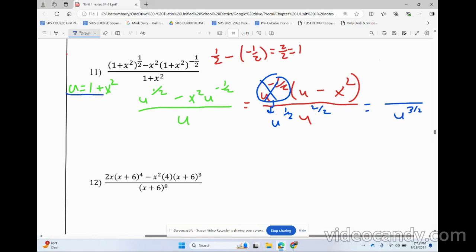I would actually plug back in my u. So I would call that 1 plus x squared plus x squared. So I just replaced u with 1 plus x squared. I didn't need the parentheses anymore, and I'm now going to replace the u on the bottom with that as well. And then combine like terms in the numerator. It looks like it's going to be 2x squared plus 1.